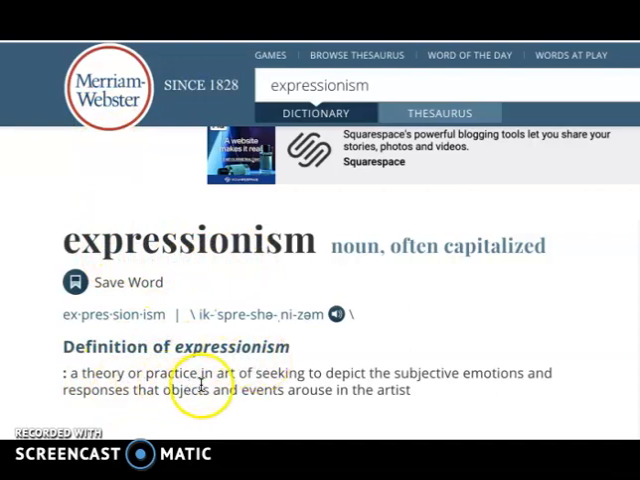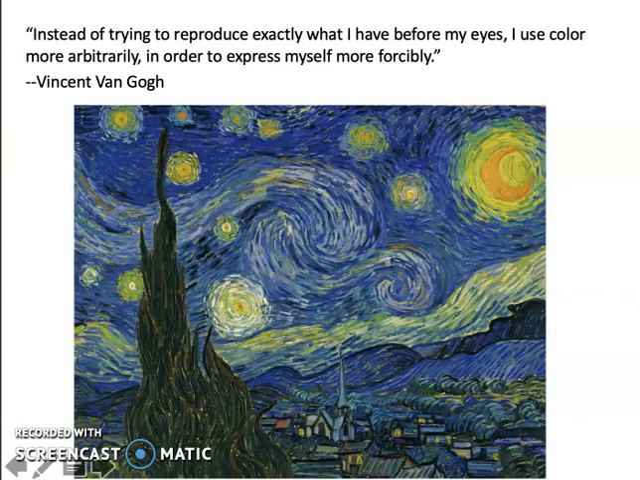Expressionism: a theory or practice in art of seeking to depict the subjective emotions and responses that objects and events arouse in the artist. Or we can let Van Gogh define it for us. His comment: "Instead of trying to reproduce exactly what I have before my eyes, I use color more arbitrarily in order to express myself more forcibly."